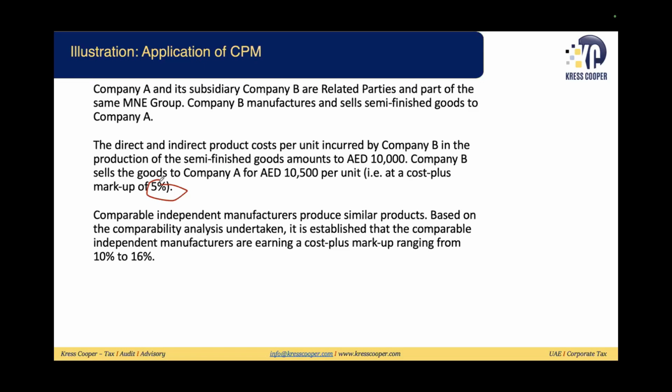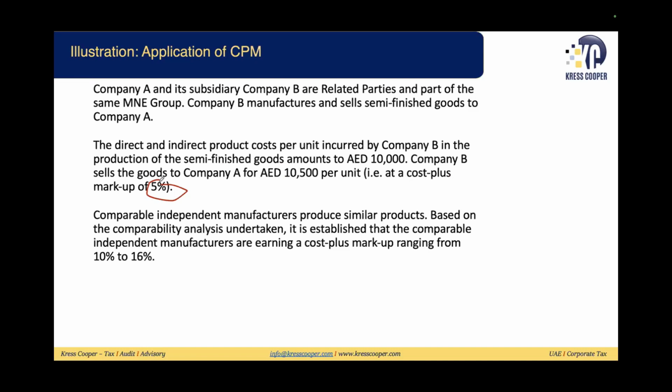Manufacturers are charging 10 to 16%, in a similar industry, with a similar product, similar circumstances, and the same size. They are charging 10 to 16%. B is charging 5%. Apparently, B's prices are not the arm's length price. This is not the price at par. These are compromise prices.